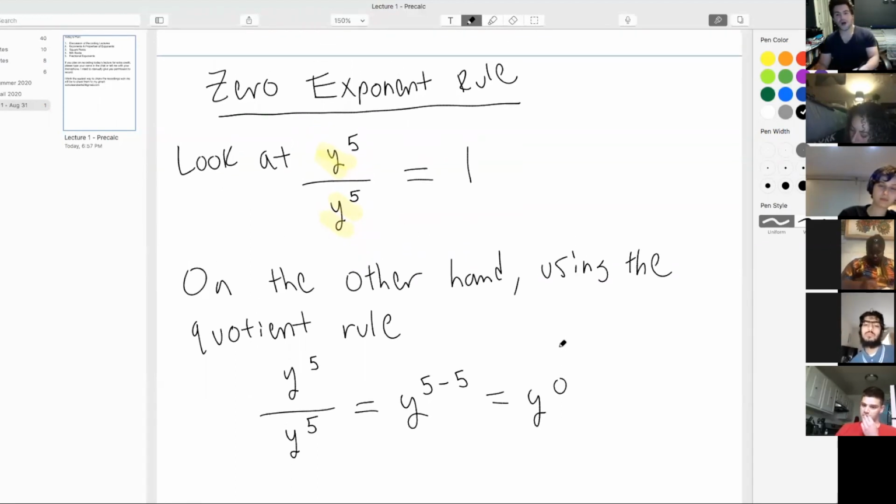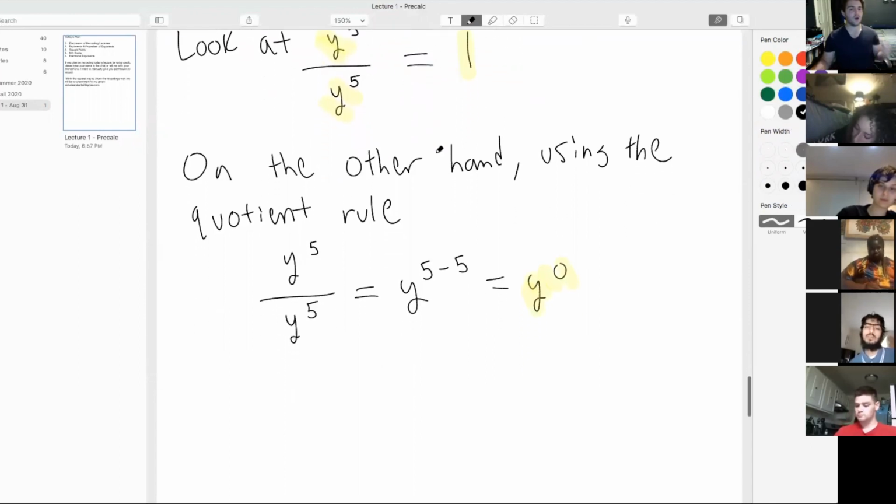So we have arrived at two different expressions for y to the 5th divided by y to the 5th. So basically we conclude that y to the 0 is 1. So we looked at it from two different viewpoints. So that's motivation as to why we define the 0th power to be 1.